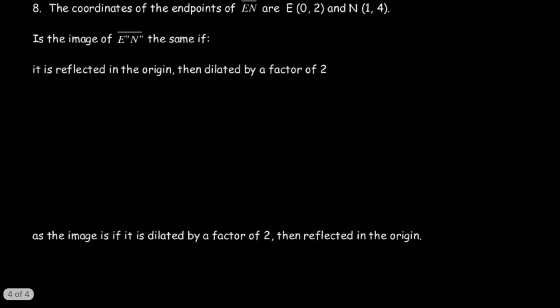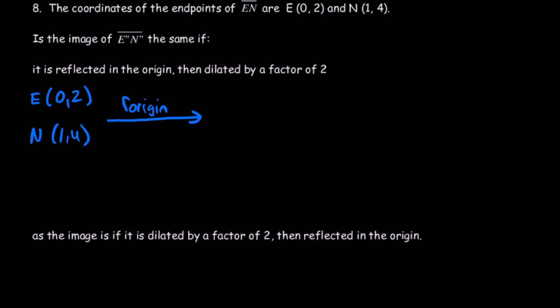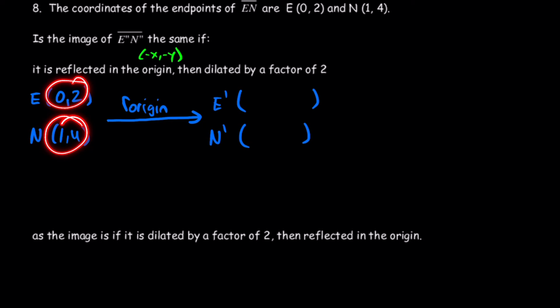Okay, so let's start it. We are going to write down our original coordinates. E is 0, 2, N is 1, 4. Here's the notation I'd like you to use. You can just use one arrow here to represent the transformation. What we are doing first is reflecting in the origin. Now remember, your rule for reflecting in the origin is to negate both, -x, -y. So what I'm going to have next is an intermediate segment of coordinates I get by negating these two.